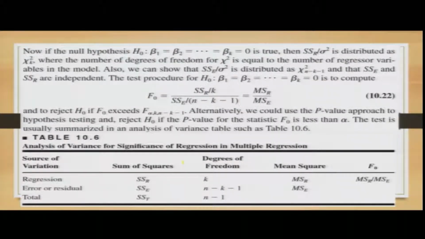Now, if the full null hypothesis, which is H0, is true, then SSR, which is for the regression model, divided by sigma square is distributed as chi square, because chi square is basically the distribution we consider with respect to sigma square and the standard error distribution, where the number of degrees of freedom of chi square is equal to the number of regressor variables in the model. Also, we know that the sum of the squares of the error divided by sigma square is again distributed as chi square with a different number of degrees of freedom, and that the sum of the squares of the errors and the sum of the squares of the regression are independent.